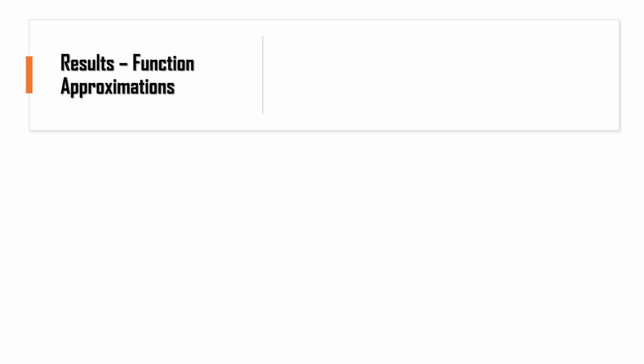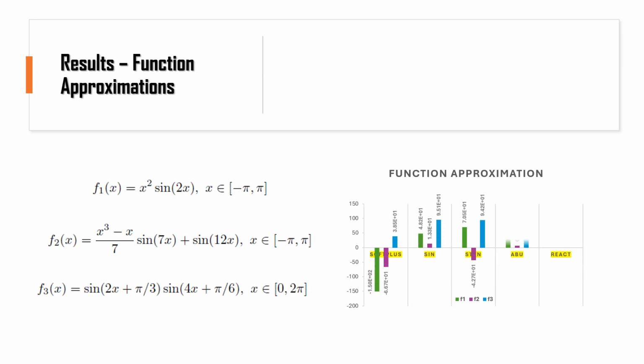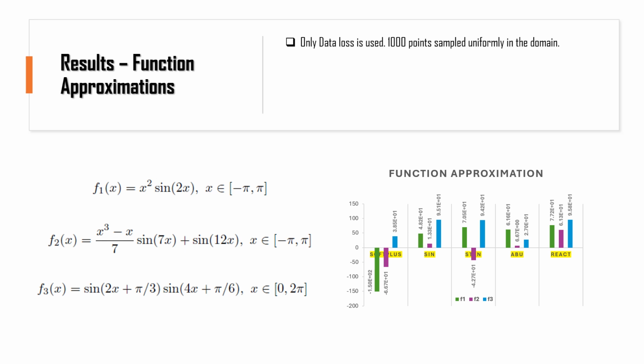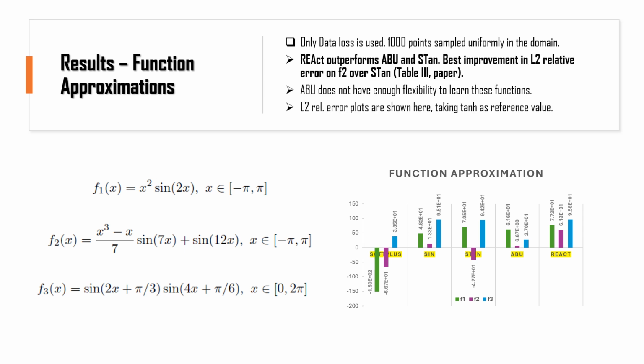We considered the three functions shown above to evaluate REACT's performance in function approximation tasks. In the plot shown on the right, the values are normalized with respect to tanh and activation functions with large negative relative performance values have been removed to make the visualization better. The results clearly show REACT's ability to approximate complicated functions better than other activations. The viewer can find these results in Table 3 of the paper.